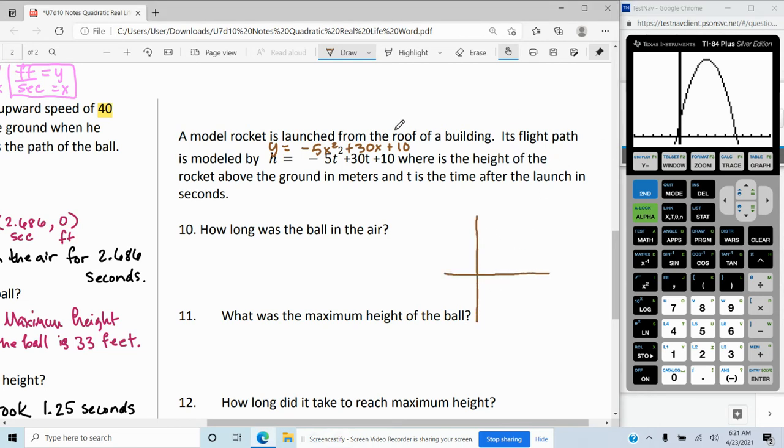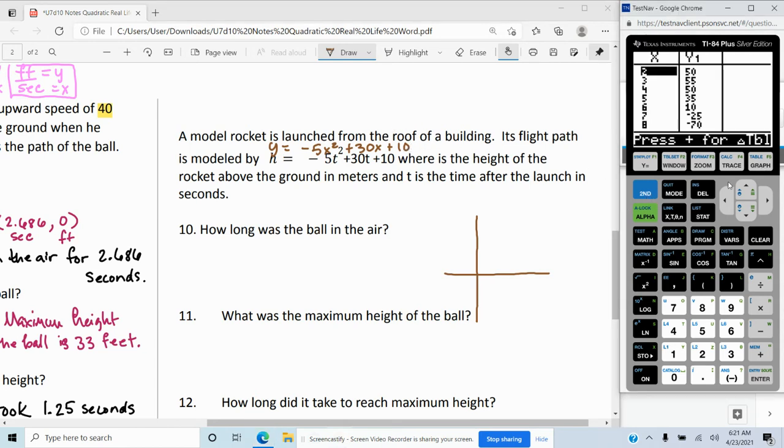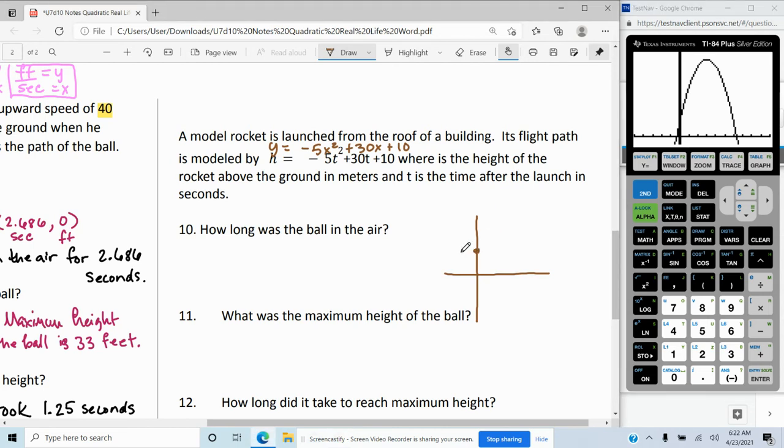We know that that number right here, that 10, that's our y-intercept. If we look at the graph, you go to 0. If x is equal to 0, that's your y-intercept, right? A couple of different ways we can look at that. So we know that this guy is going to start at 10 right here. So that's (0, 10). Okay.